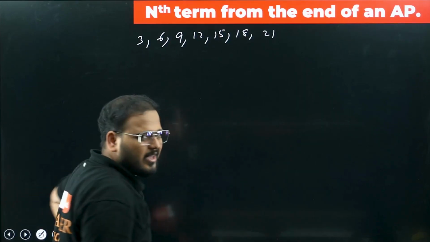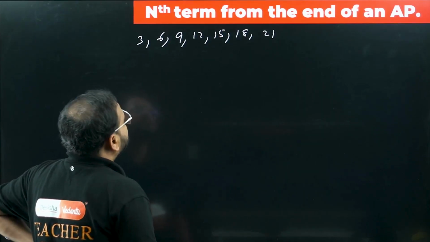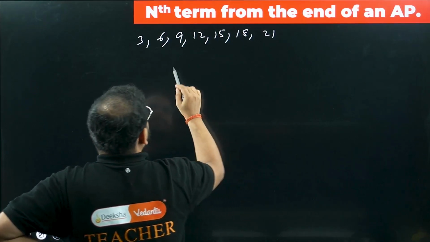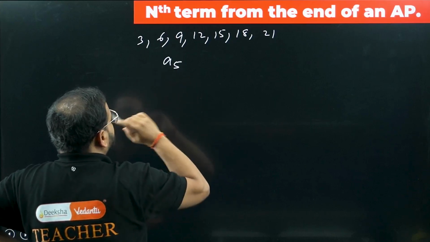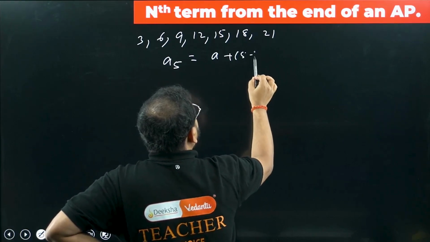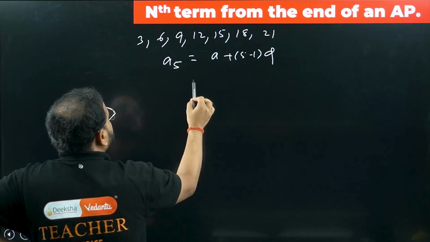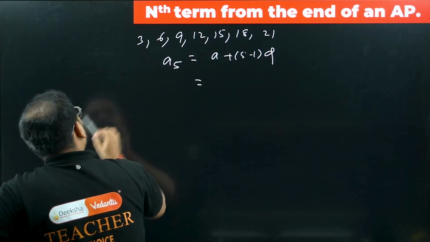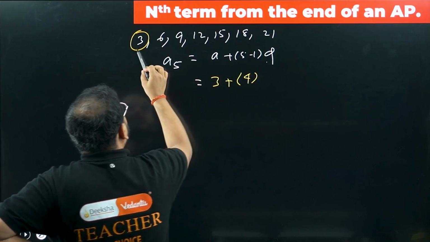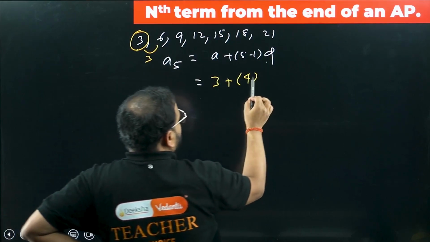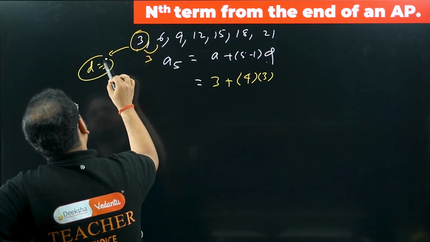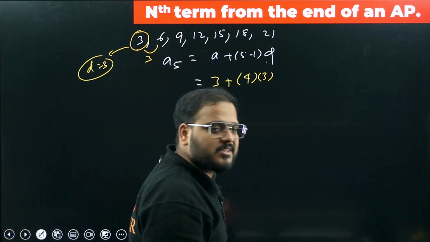Let's say this is the number of terms, 7 terms. Now if I ask you to find the fifth term from the beginning, what's the formula? a plus 5 minus 1 times d. The first term is 3, so 3 plus 5 minus 1, which is 4, times d. What is d? 6 minus 3, which is 3. So the common difference is 3 in the given sequence.